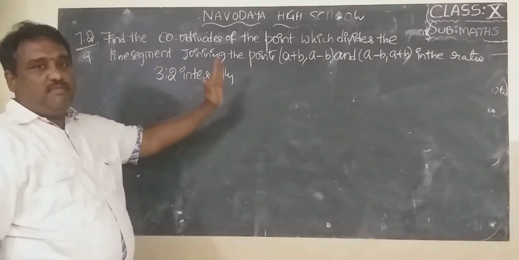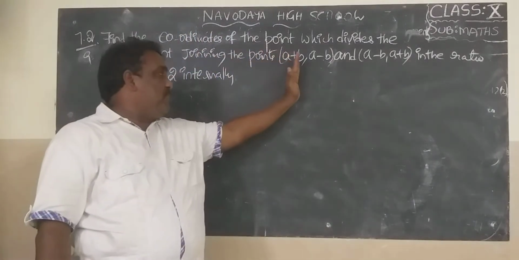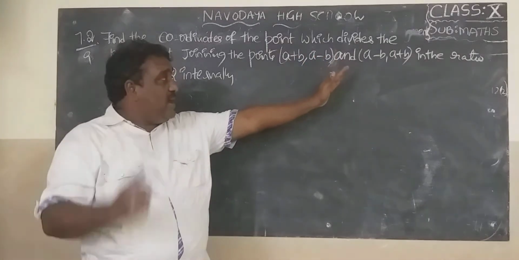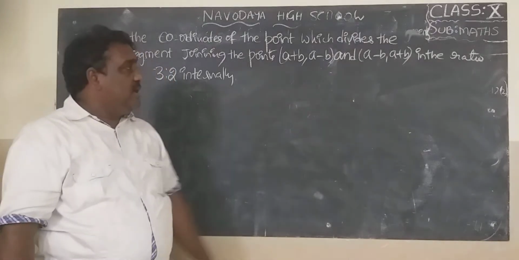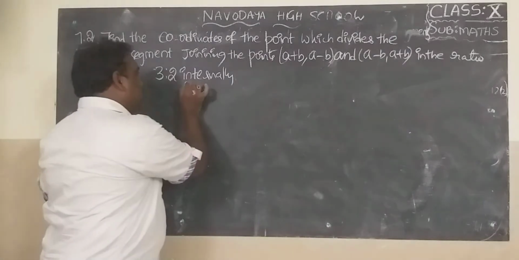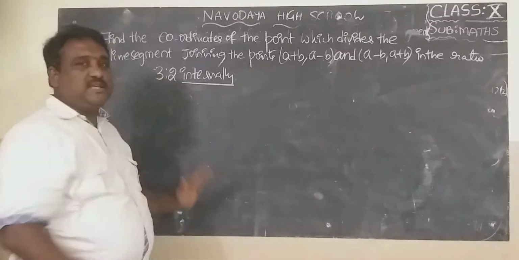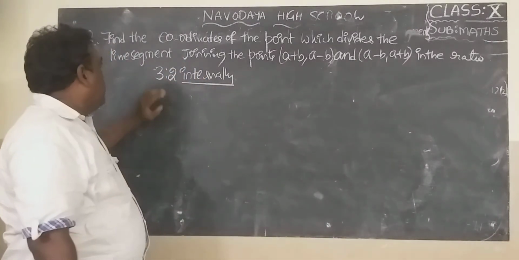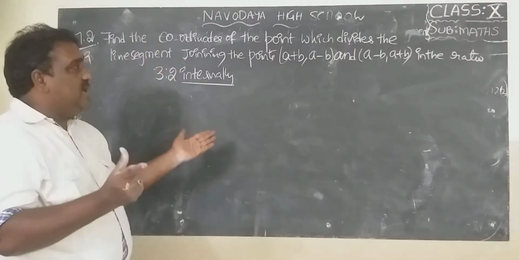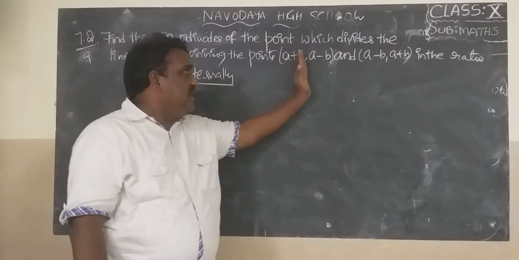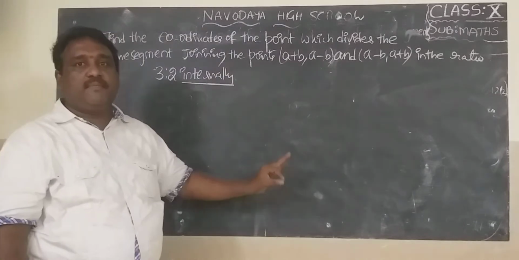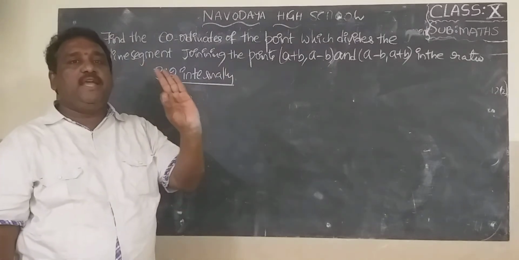Two points are given. First point a plus b comma a minus b. Second point a minus b comma a plus b. Third, the ratio is given, 3:2, and that too internally. That it is internal is important. And we have to find a point which divides the line segment joining these two points in the ratio 3:2 internally. So we have to find the dividing point.